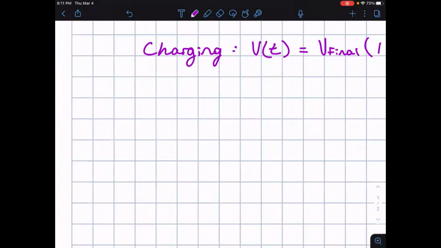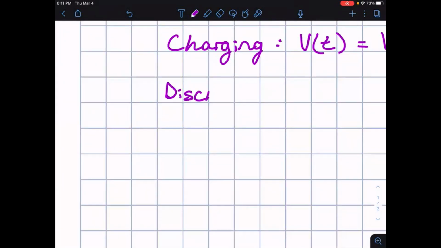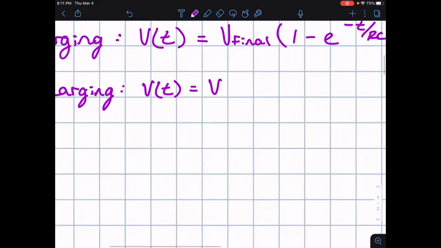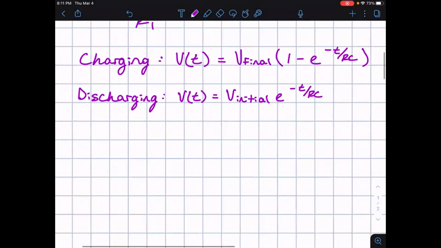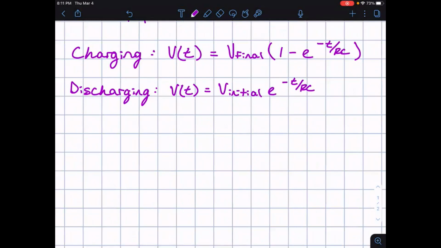But I was on the other end of the spectrum. The discharging expression looks very similar, except there is no 1 minus there. It is literally just V of t equals V initial times e to the negative t over RC, where RC is equal to that time constant. And again, I can use the same strategy here.